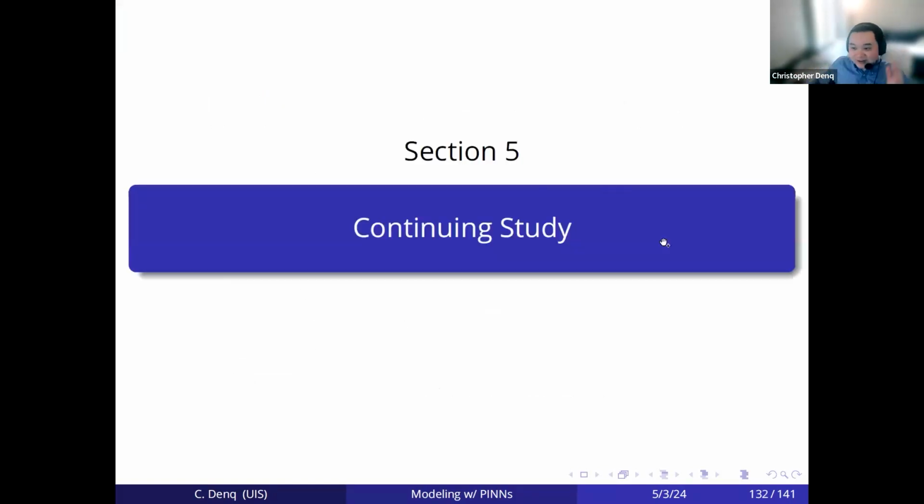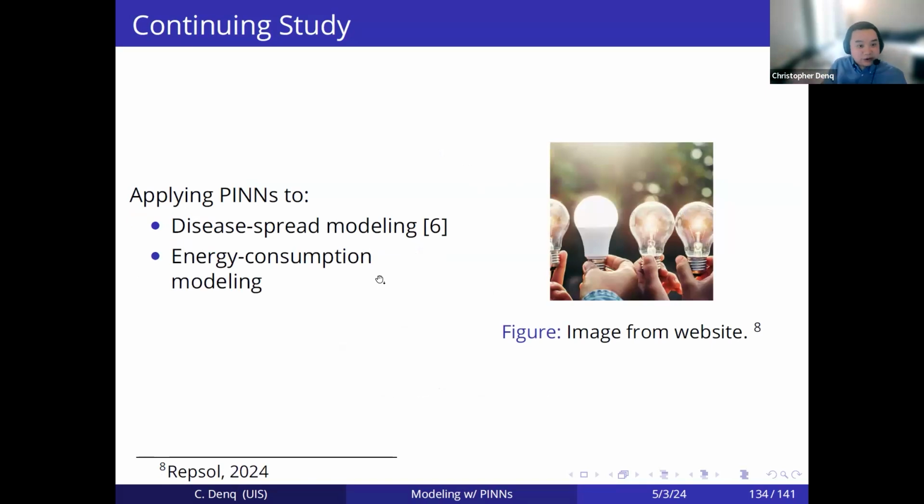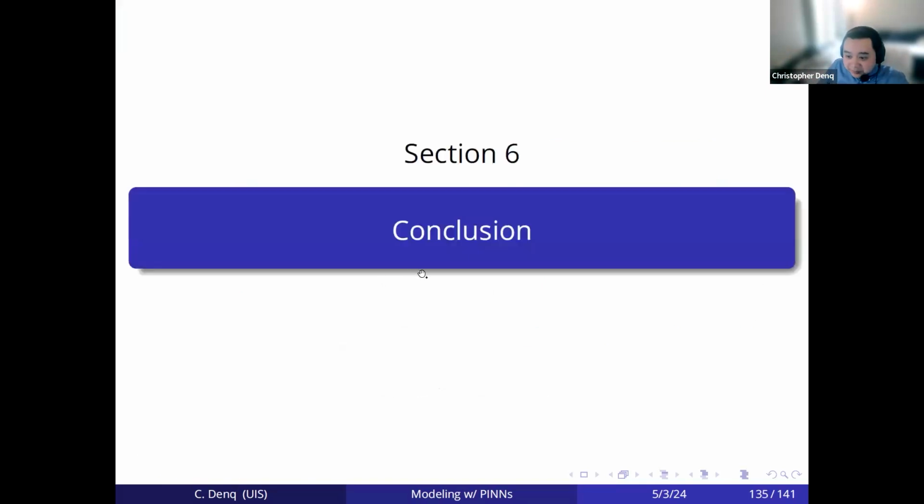And with that, we can finally come to a conclusion about continuing study. We've talked a lot about PINNs and how amazing it is, how much promise it has. Professor Kong and I want to apply PINNs to potentially solving questions in disease spread modeling or questions in energy consumption modeling. These are future directions for our work.